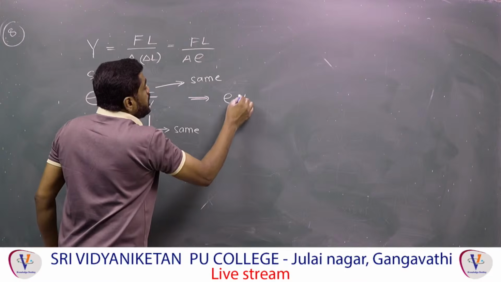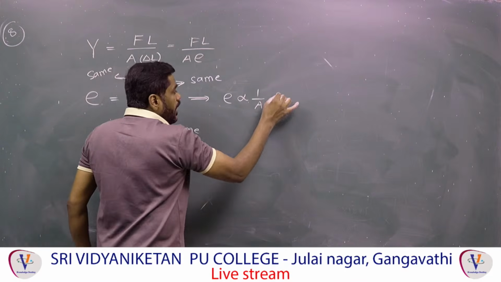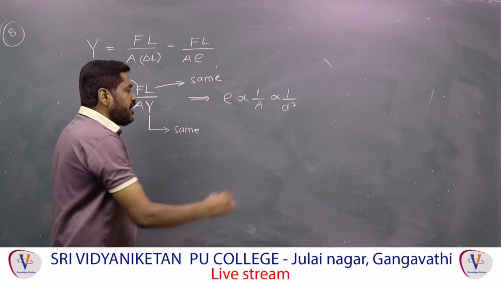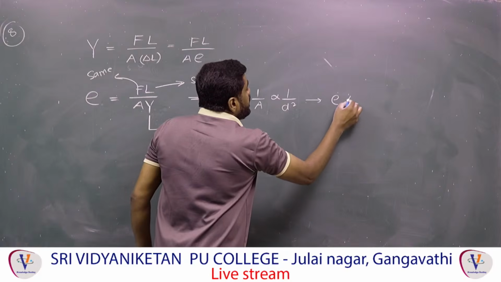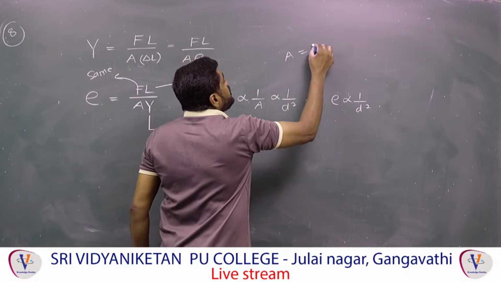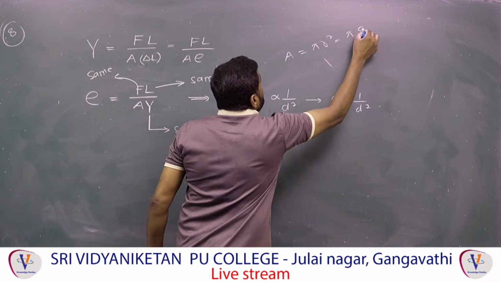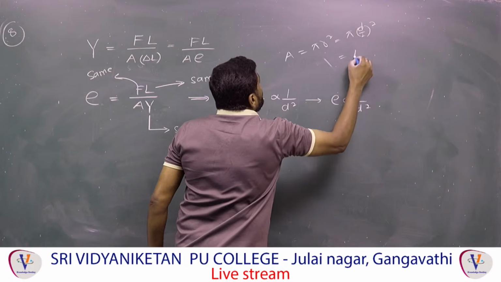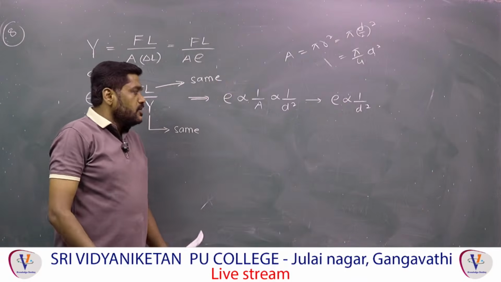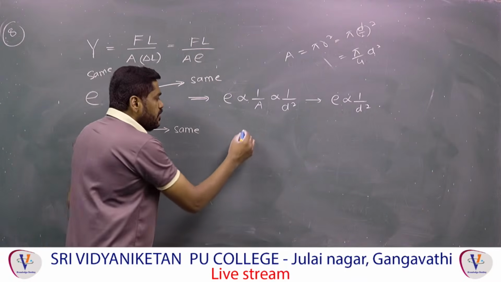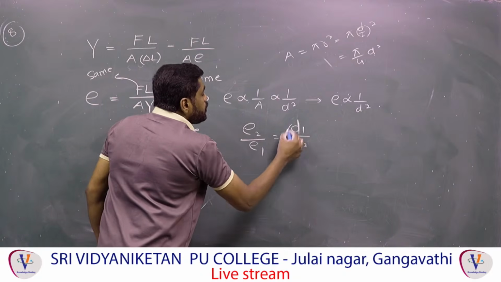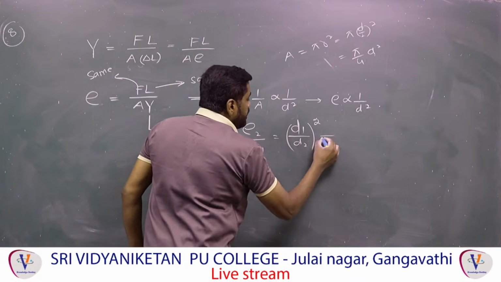So in this expression, force same, length same, Young modulus same means E is inversely proportional to area, and you know area is directly proportional to the square of the diameter. Therefore, finally E is inversely proportional to the square of the diameter, because the area formula is pi R square, that is equal to pi (D by 2) whole square, that is equal to pi by 4 D square. Therefore, finally E2 by E1 is equal to (D1 by D2) whole square. Substitute, you can get the answer.